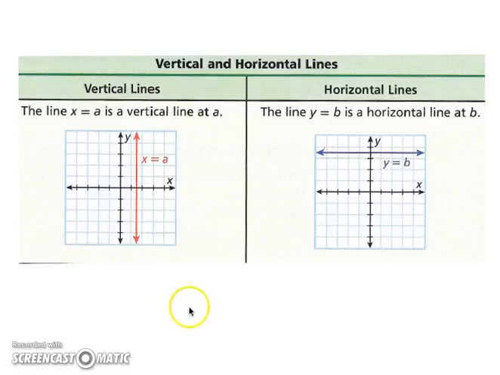Alright, let's look at vertical and horizontal lines. A vertical line is when x equals some sort of value, so x equals 2, or x equals 1.5. Either way, all the x values are equivalent to that number, so it's going to be a vertical line. When y equals a number, all the y values are going to equal that number. Because all the y values have to equal that same number, it's going to be a horizontal line.